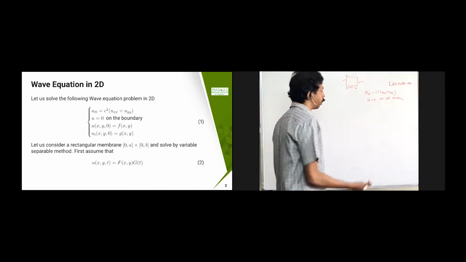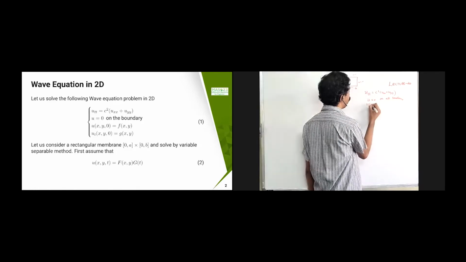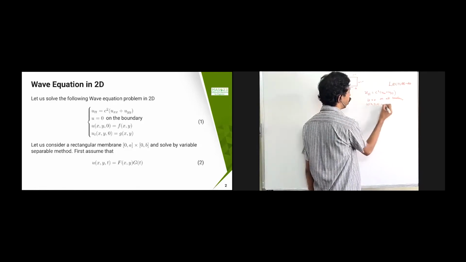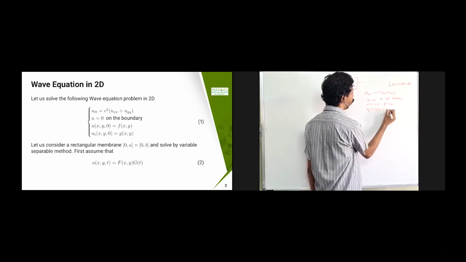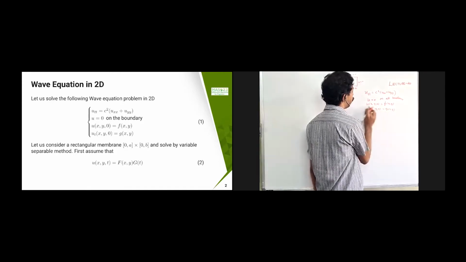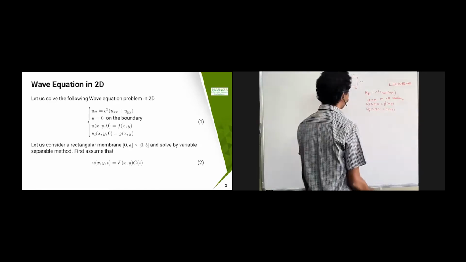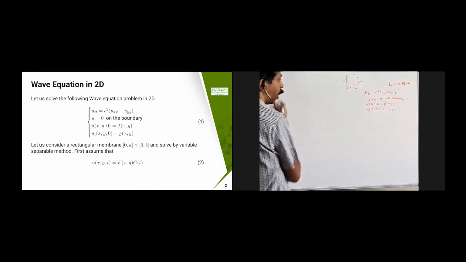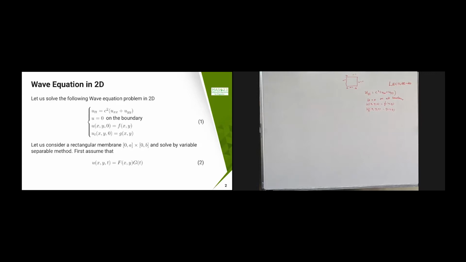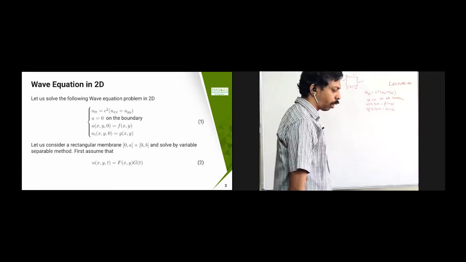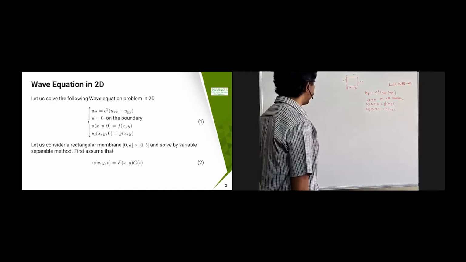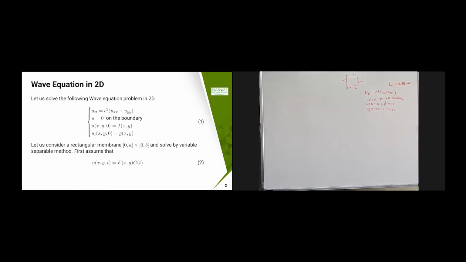Then I have initial conditions: u of x comma y comma 0 equal to, let's say, f of x comma y, since two variables are there, and u_t of x comma y comma 0 equal to g of x comma y. That means the initial displacement is f of x comma y and the initial velocity is g of x comma y. These are the information given. Now we need to solve this on 0 to a cross 0 to b.